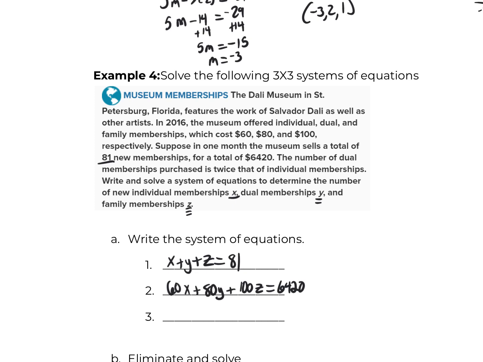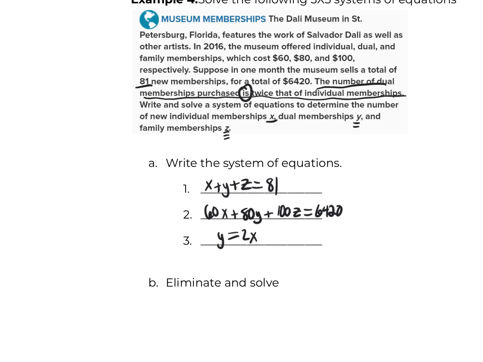So that leaves me with one more thing I need to determine, and that is the number of dual memberships purchased is twice that of individual memberships. Anytime I see the word is, that's where I'm going to put my equal sign. So the number of dual memberships, which is represented by the letter Y, is, so equals, twice that of the number of individual memberships. So 2 times x. So y equals 2x. Okay, so now we are going to plug in y equals 2x. Well, first of all, got ahead of myself. That is my system of equations.